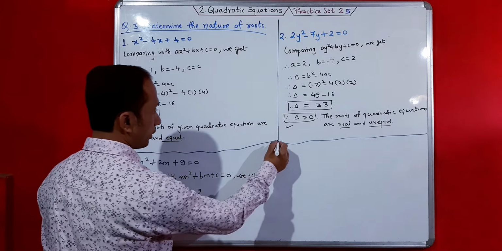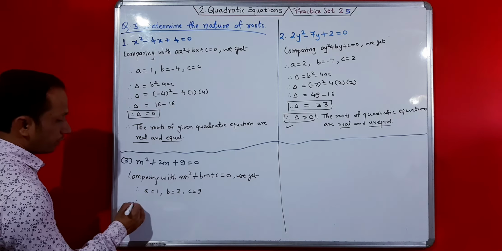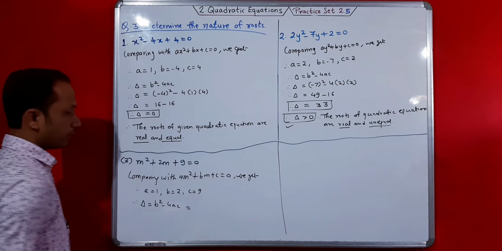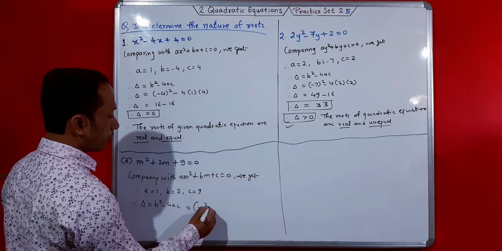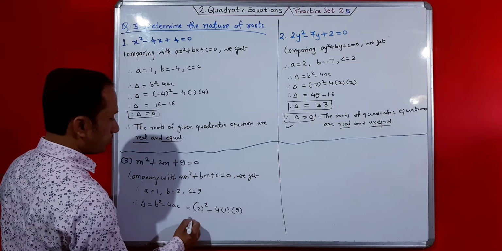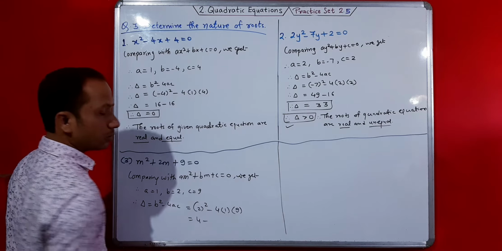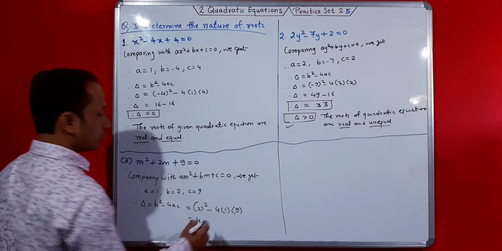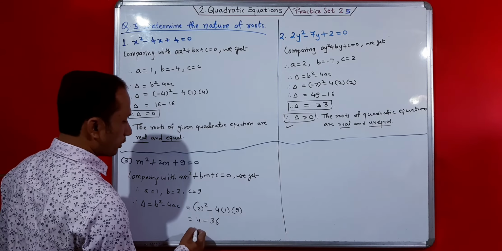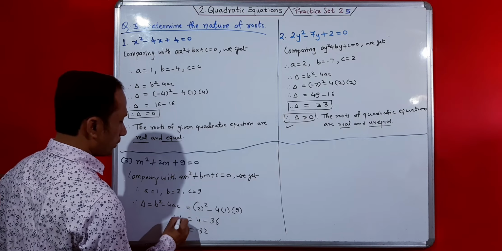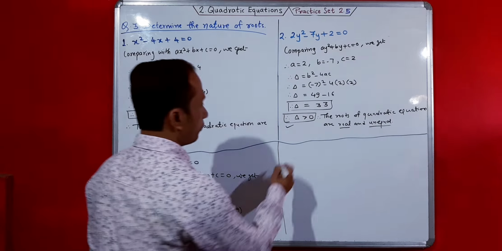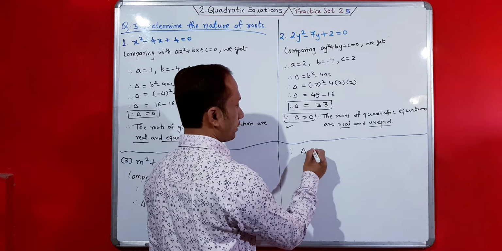So delta is equal to b square minus 4ac. b square is 2 square, minus 4, a is 1 and c is 9. So it is 4 minus 4 nines, 4 nines are 36, so I will get minus 32. So delta is equal to minus 32.